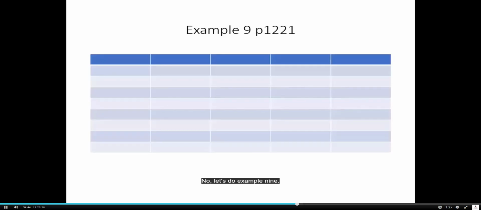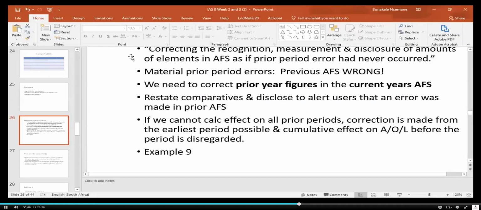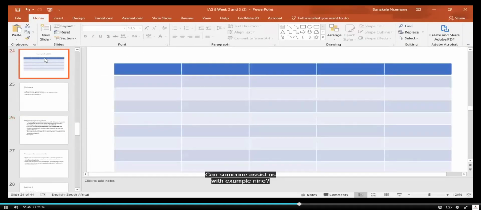Now let's do example 9. From example 9, I want to see if someone has opened example 9 on page 1221. Can someone read that example 9 for us? Can someone assist us with example 9?